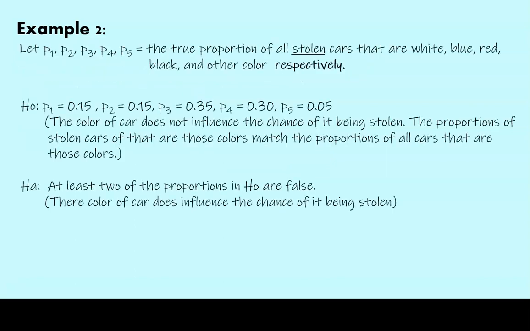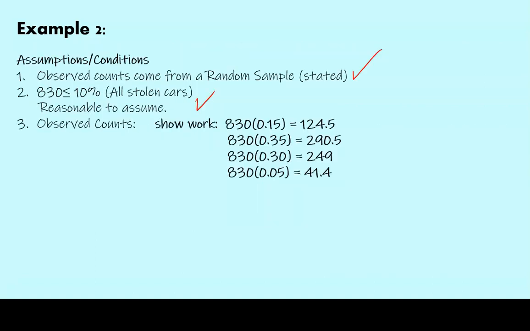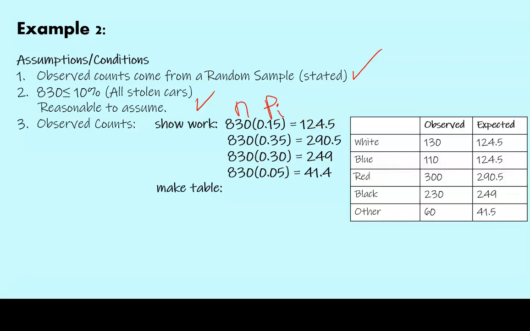I'm going to flip back really quick here. So 15% and 15%, those match for white and blue. So only 4 percentages to check here. Those are my n's times the p's here, and that gives me my expected counts. And now we're going to make a table and write all those down. So we observed 130 white, but we expected 124.5. Blue, 110 versus what we expected, 124.5. We observed 300 red, but we expect 290.5, etc. for the rest of the colors.